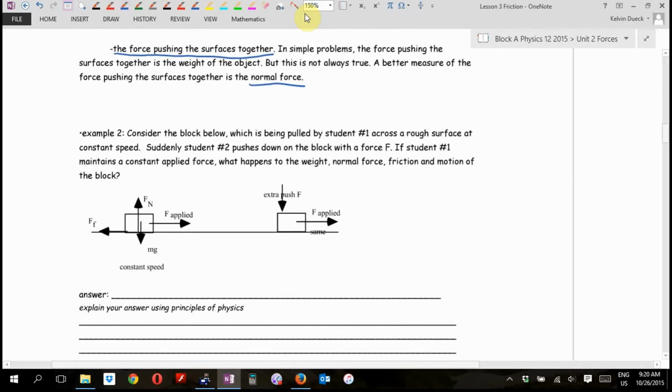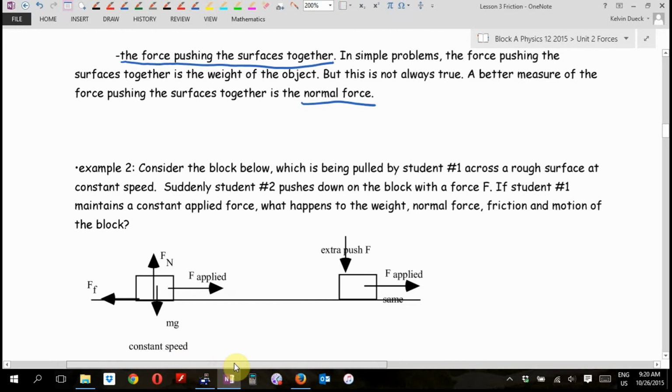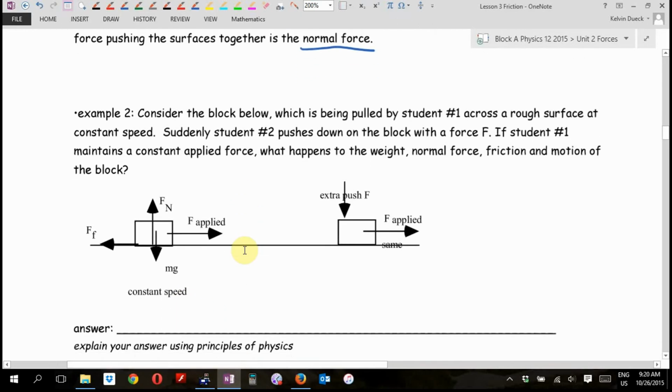Example 2, it says, consider the block below, which is being pushed by student 1 across a rough surface at a constant speed. You know what? I would underline the word constant speed. What does constant speed tell us? That tells us that a equals 0, right? Suddenly, student 2 pushes down on the block with a force F.